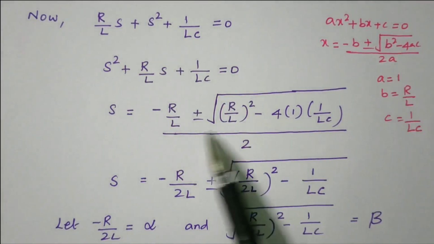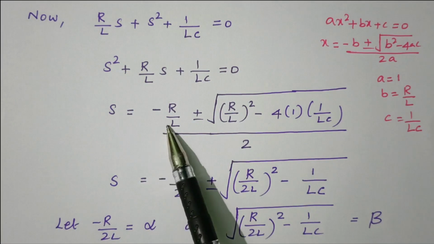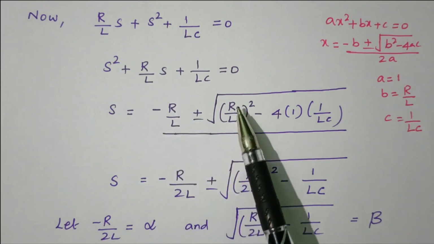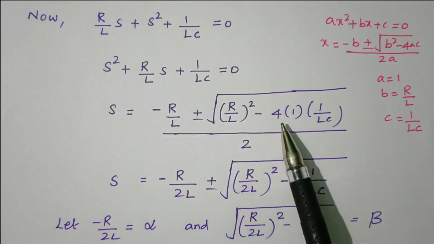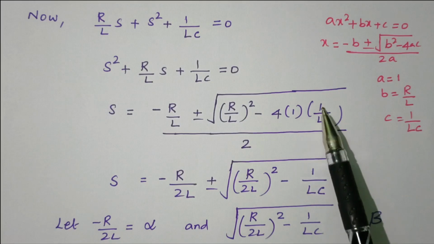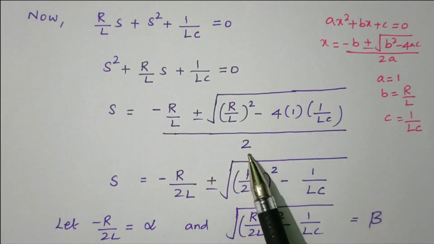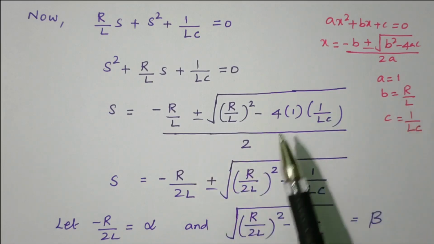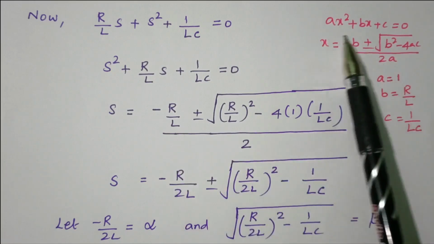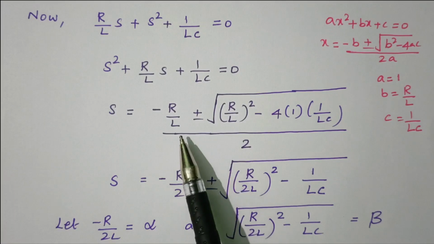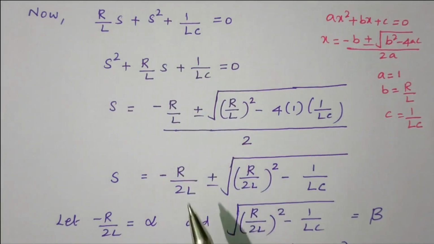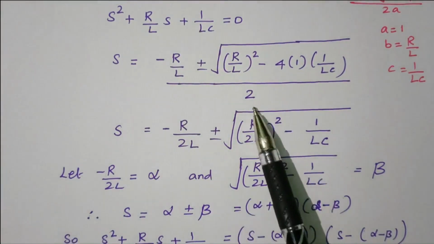By using the same formula, you can write s equals minus b, where b is R by L, plus or minus square root of (R by L) squared minus 4 into a c. A is 1, c is 1 by LC, divided by 2a. A is 1. Right. Now all the values are substituted in the same quadratic general formula. Now we can see that we can divide this s.